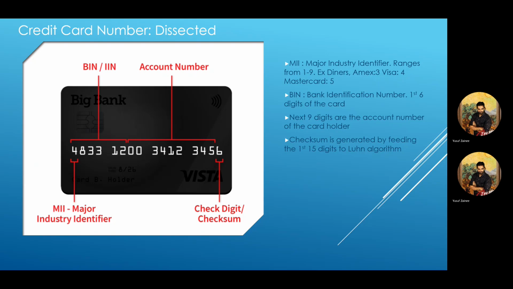That checksum is usually used to validate the entire 16 digits of the credit card. It is generated via an algorithm called the Luhn algorithm, and the same is used for the validation of the card as well. So how that validation happens, let's see in the next slide.